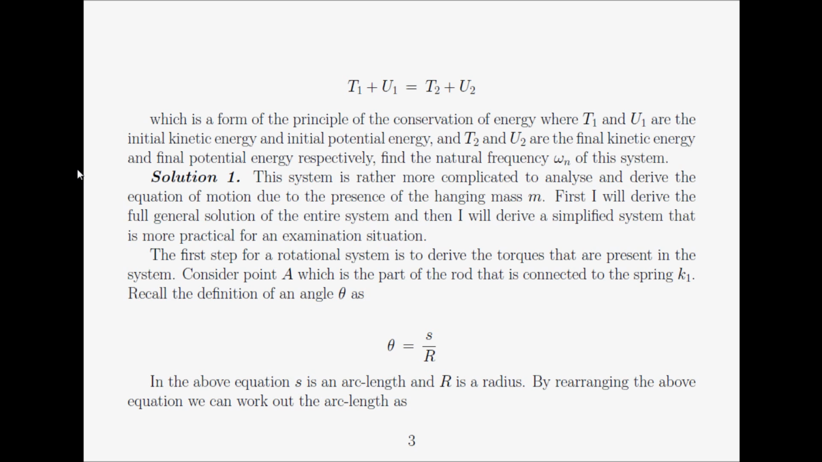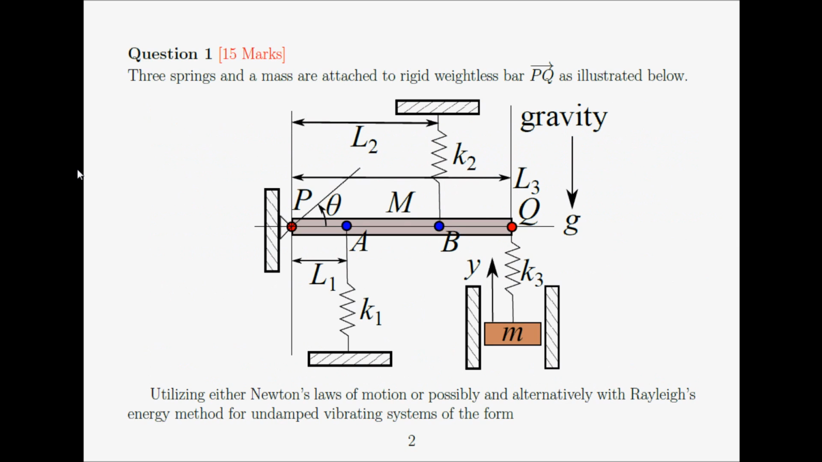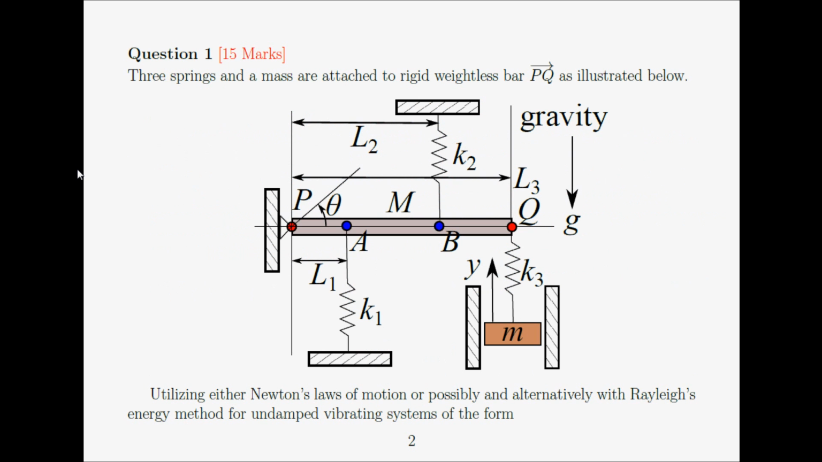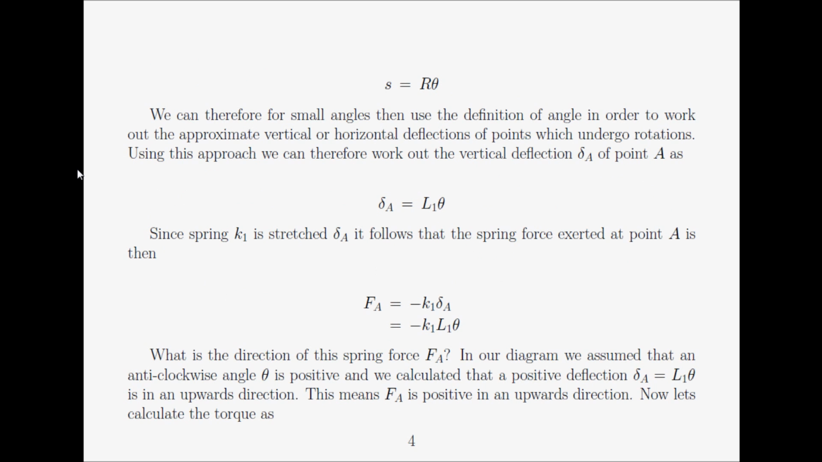We use this equation to develop an approximation for the arc length. Rearranging, we have the arc length is the radius times the angle. Considering our picture, consider the point A. Point A is located a distance L1 from the pivot, therefore the radius is L1, and if the portion of the bar at point A is rotated by an angle theta, the deflection delta A is equal to L1 theta.